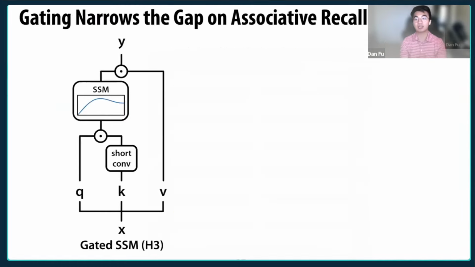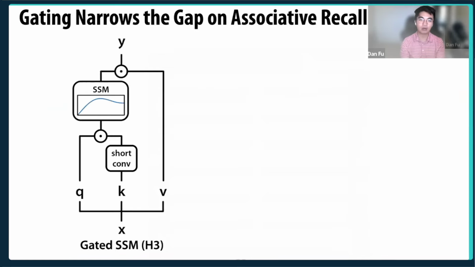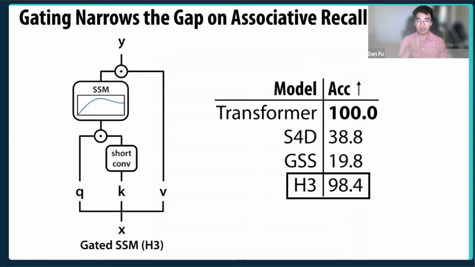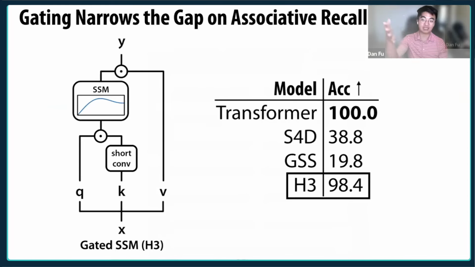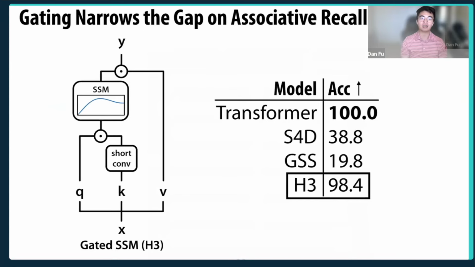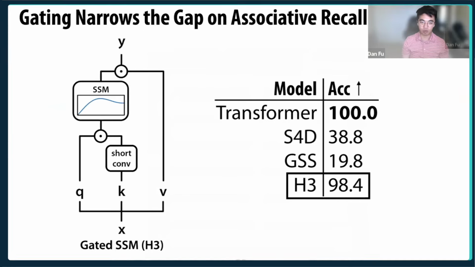It's not just that we can solve these in theory by manually writing them out. We can also actually narrow the gap when we train up these models. So when you train up a really simple two-layer model like this, you can see that this really simple H3 layer can nearly close the gap to transformers.